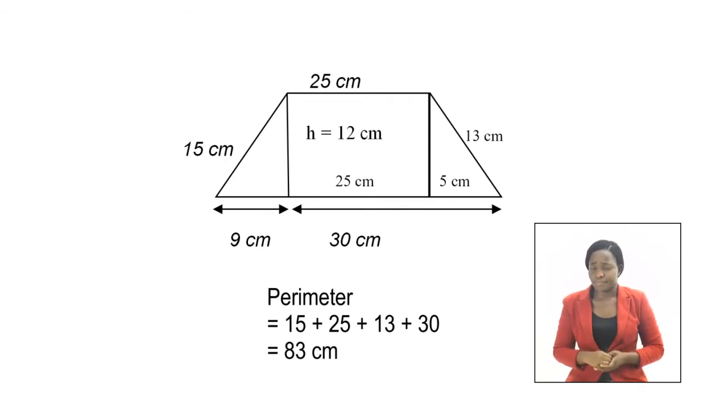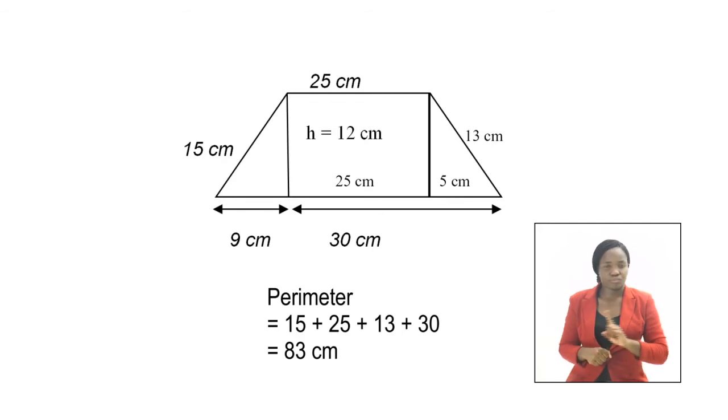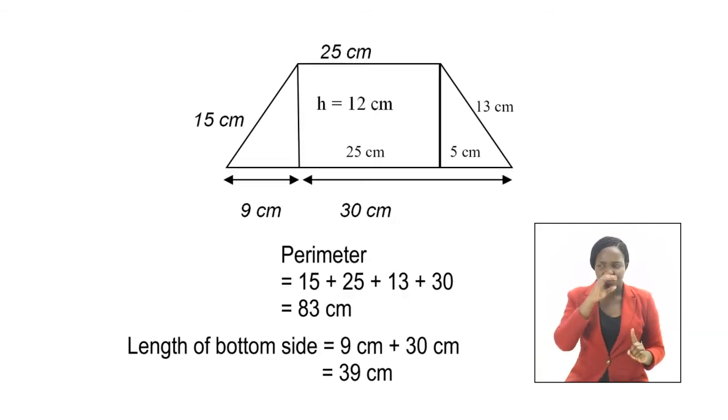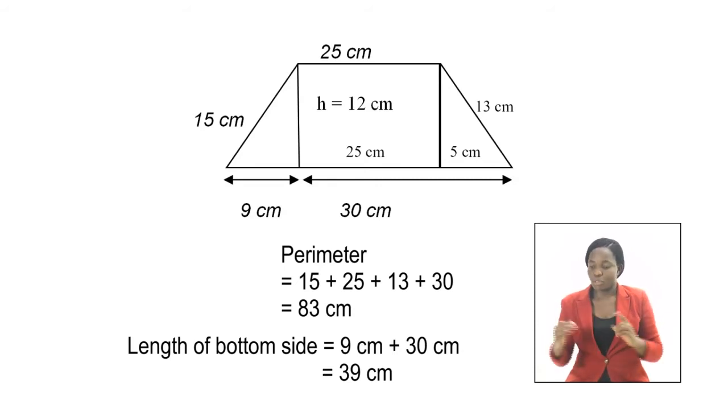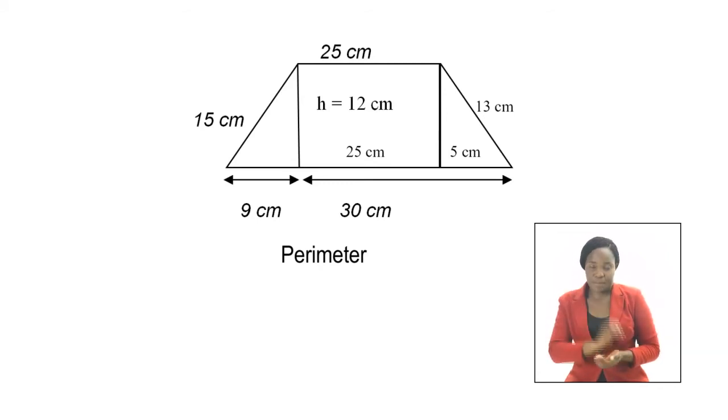Do you agree, Sally? No, I don't. Where did I make the mistake? The length of the bottom side is not 30. You have to add 9, so it is 39 centimeters altogether. Oh yes, careless errors are easy to make. I must check carefully. Of course it should be 39. Let me recalculate quickly.